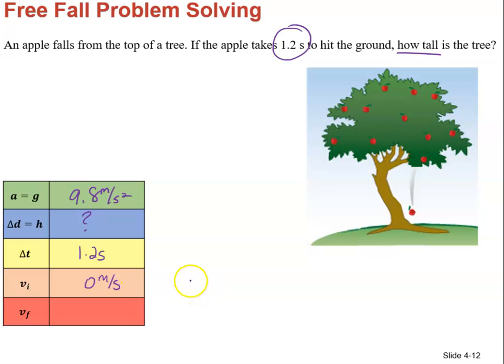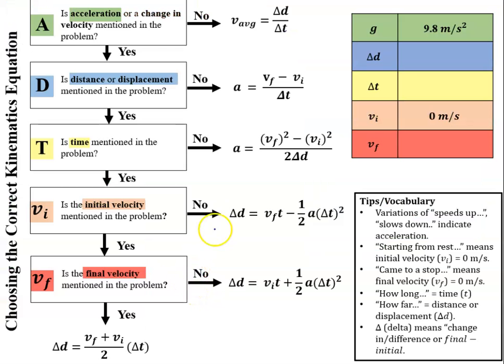So from that, we can go ahead and choose our equation. So is acceleration in the problem? Yes, it is. We are looking for distance or height. We know time. We know initial velocity. So the final velocity is the one thing we don't know. So this is the equation that we're going to use.